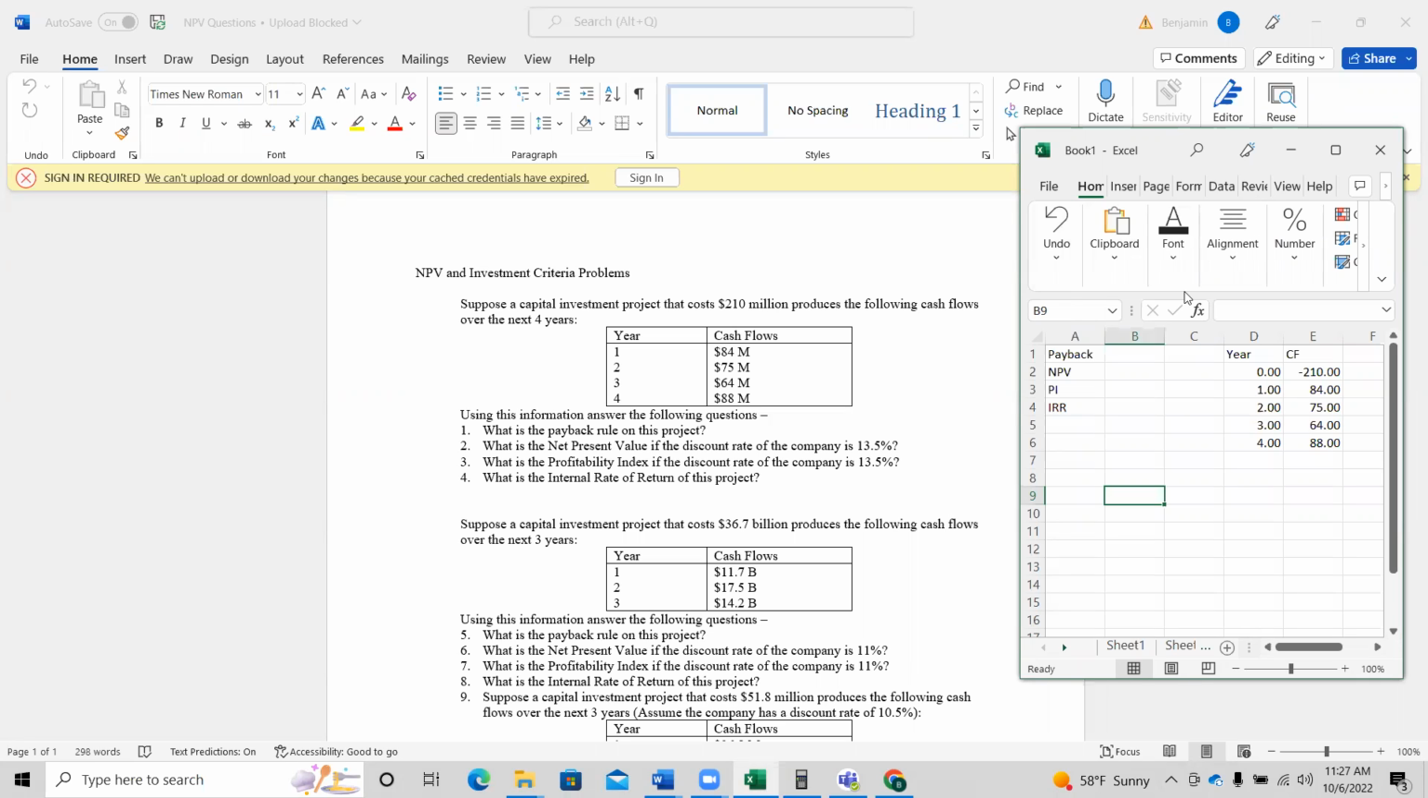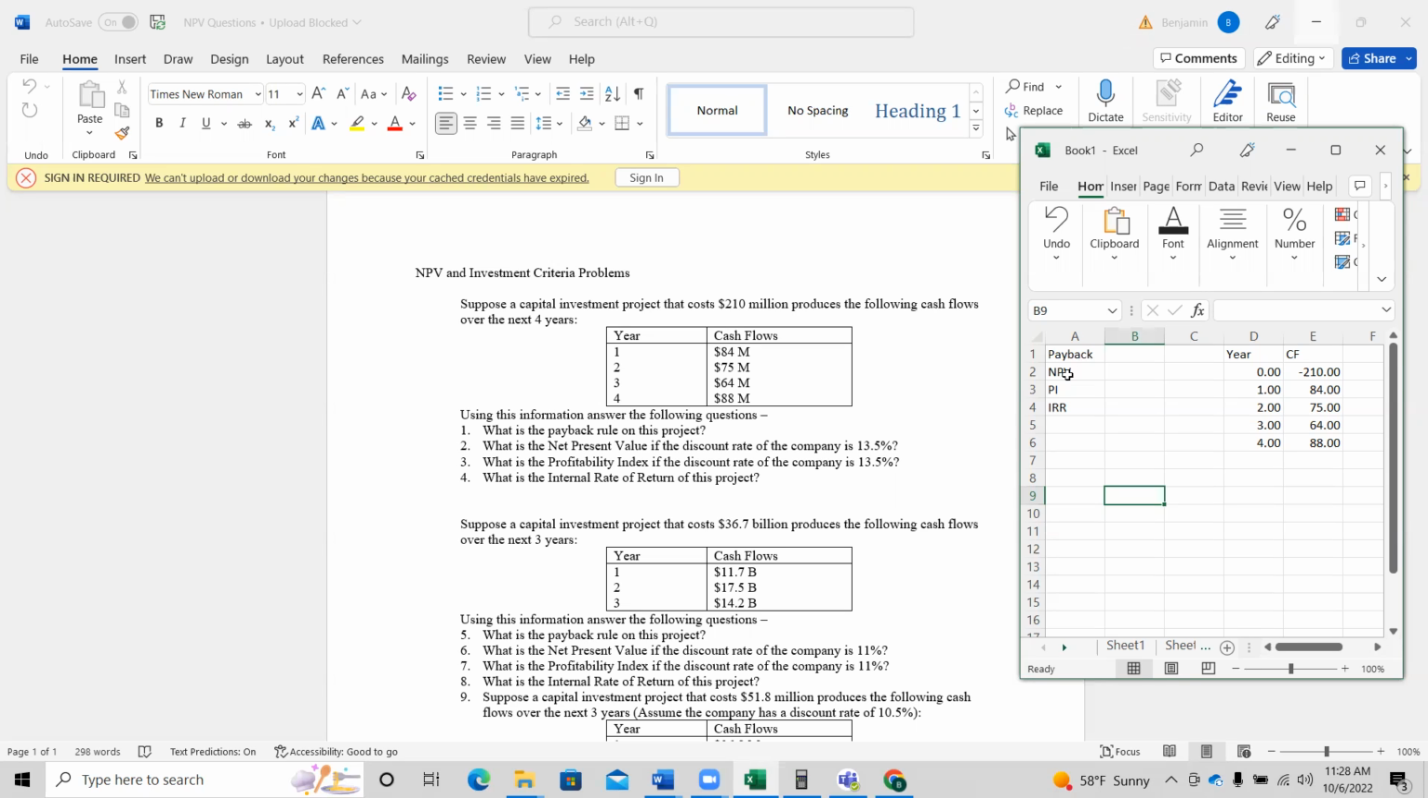Okay, so let's just look at the first problem here. Suppose a capital investment project that costs $210 million produces the following cash flows in each of the next 4 years. And I give you the table there. And I ask you the questions. What is the payback rule on this project? What's the net present value? The discount rate is 13.5%. What's the profitability index? If the discount rate's 13.5%, what's the IRR? Okay, so let's go ahead and do this. So let's start with the payback method.